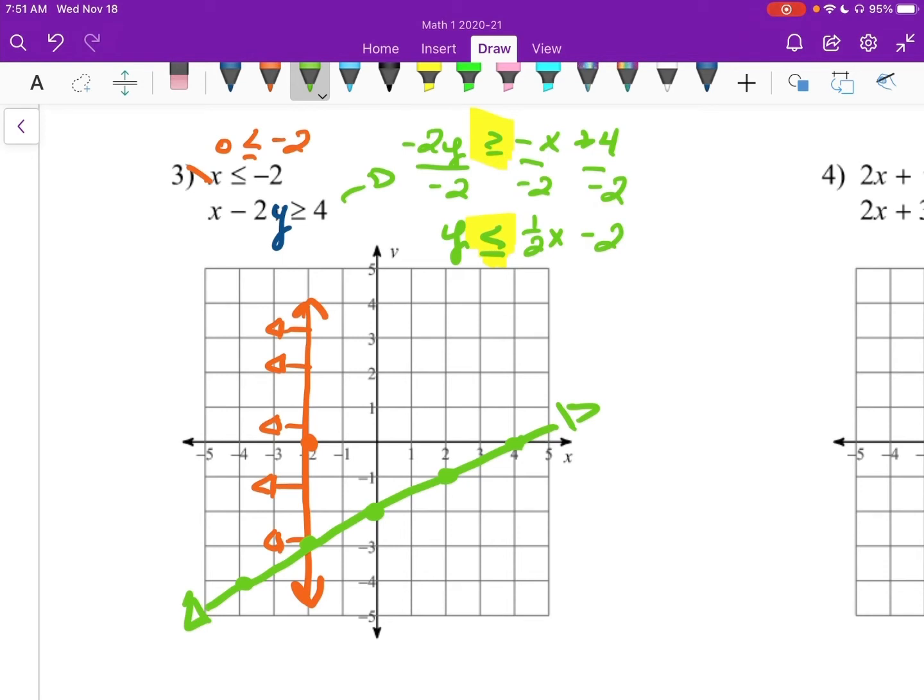And now I need to plug in 0. So I'm going to plug in, well, 0 is less than or equal to 1/2 times 0 minus 2. So 0 is less than or equal to 0 minus 2. 0 is less than negative 2. Is 0 smaller than negative 2? No. So I'm going to shade away from the point 0, 0. And this is one of those that just has a little sliver. It's going to be this little sliver that you shade.